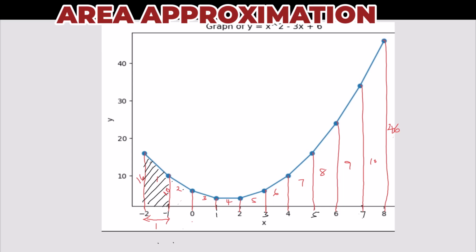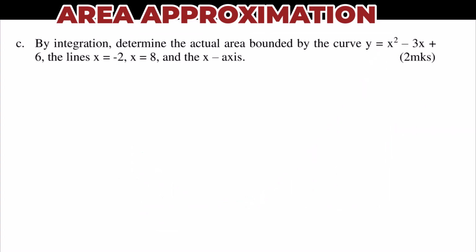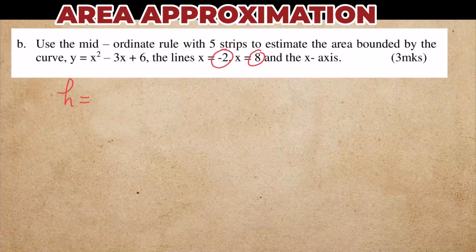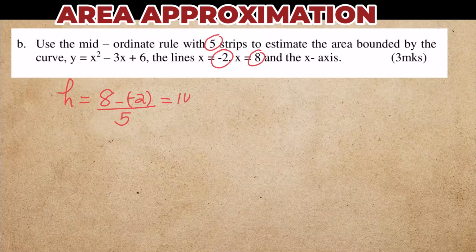How do we get that height? Let me start from there, because that is the first thing you're supposed to do. Now, to get the height of each strip, because we need 5, we shall take the difference in the interval. So 8 subtract -2, like that. Then divide by 5, we need 5 strips. This will give you the height of each strip. So that will give you 10 over 5, and that will be 2. So the height of each strip, because we require 5 strips in that range, is going to increase.